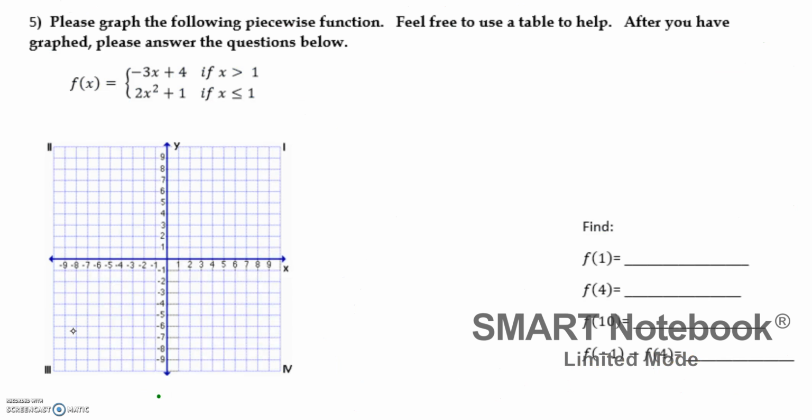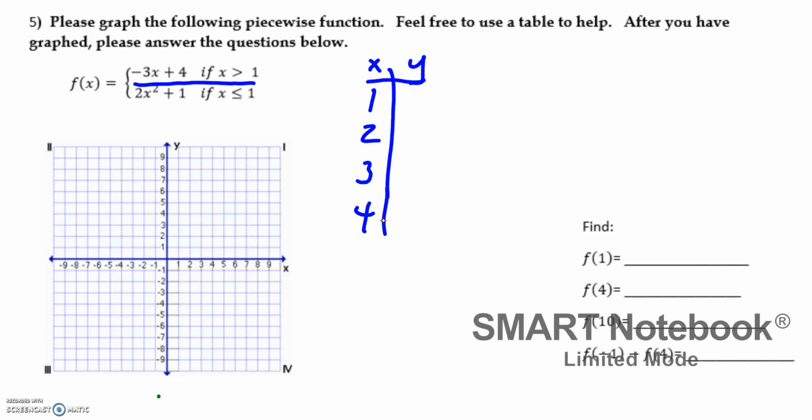Number 5 is a piecewise function, and so we want to draw 2 tables to figure out where it's starting and where it's stopping. So if I look at my first piece, the line negative 3x plus 4 exists. I know it's a line because it's x to the first, if x is greater than 1. So in blue here, I'm going to start my table at 1, and values that are greater than 1 would be 2, 3, and 4, let's say.